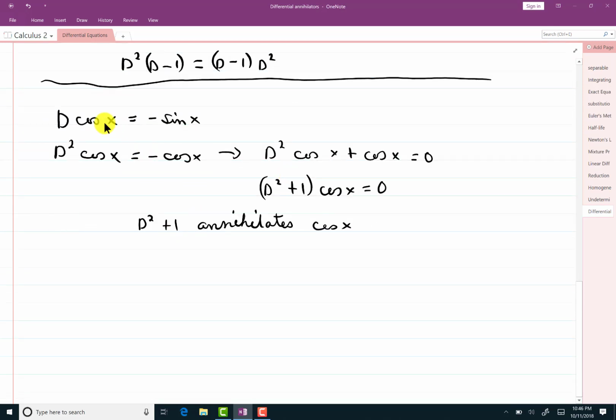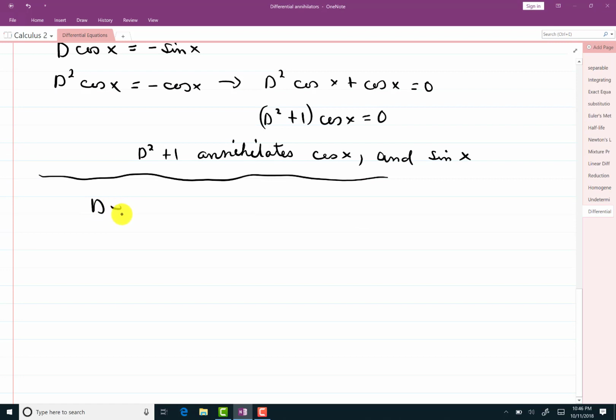Similarly, if you were to do this process starting with sine, take its derivative, get cosine, but take its second derivative, and you'll end up with negative sine. d squared plus 1 also annihilates sine of x. Let's look at some more of them.